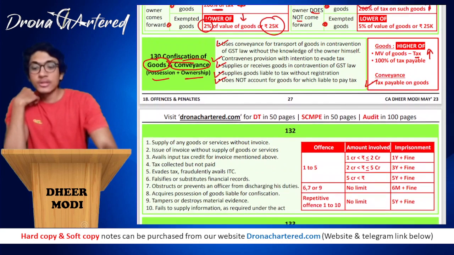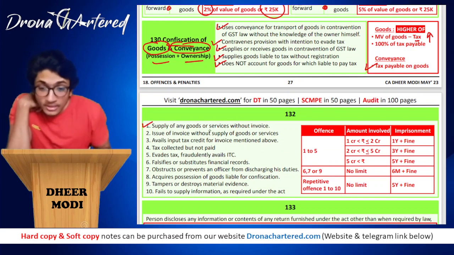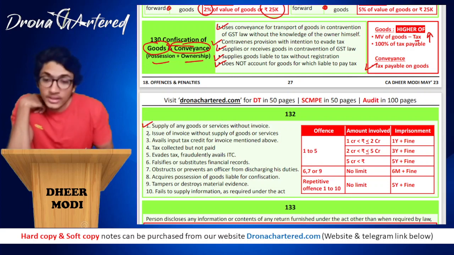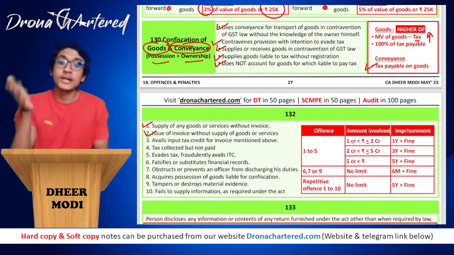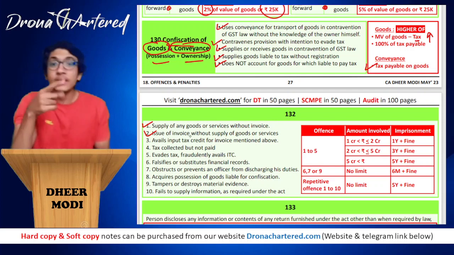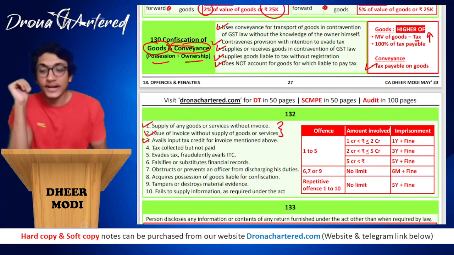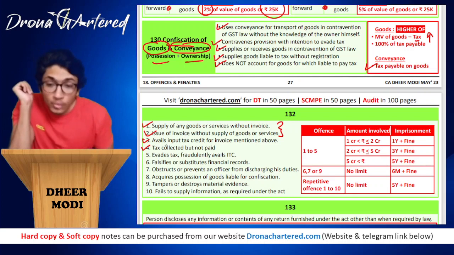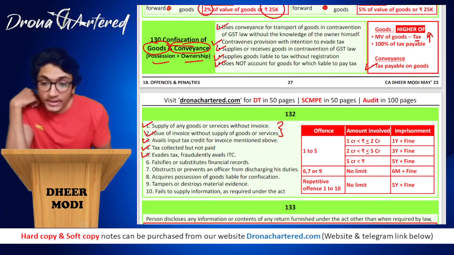Next is your section 132. Now 132 has a list of 10 items. Supply of any goods or services without invoice. Issue of invoice without supply of goods or services. So these are vice versa: you supplied goods and services but did not give an invoice; second, you issued an invoice but did not give any goods and services. Third, avails ITC for invoices mentioned above. So for these invoices, you've availed ITC. Fourth is tax collected but not paid. You have collected tax but did not pay it to the government. Evades tax or fraudulently avails ITC.